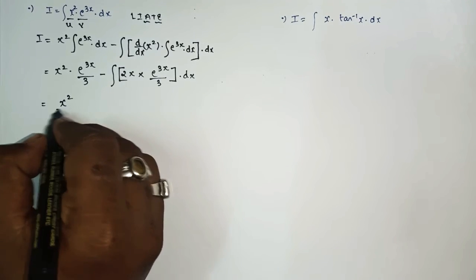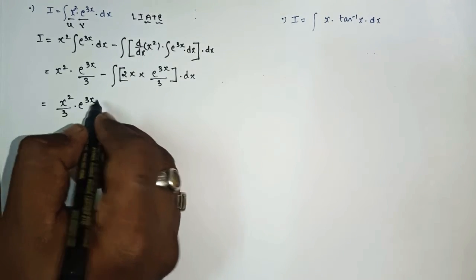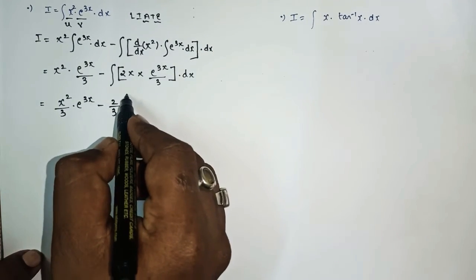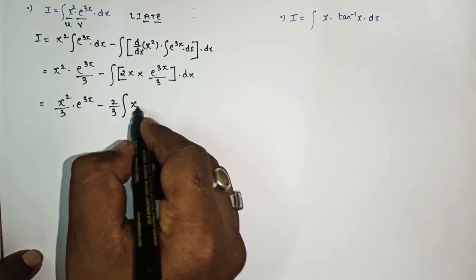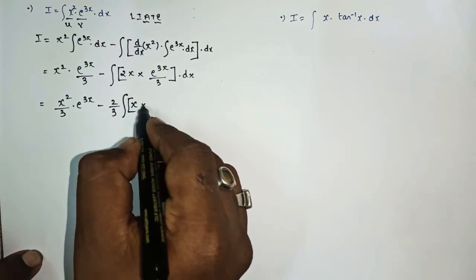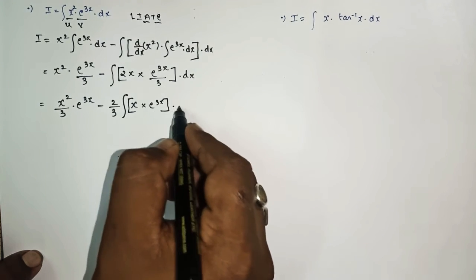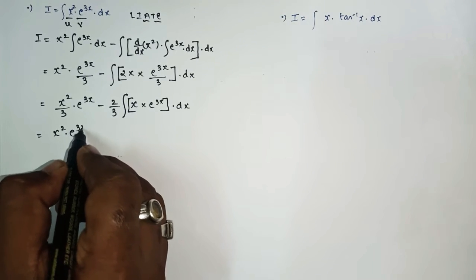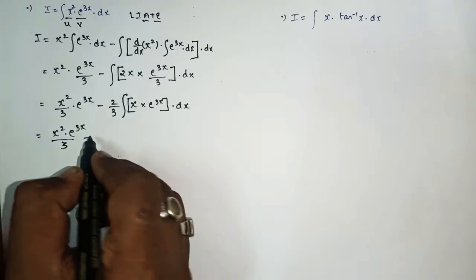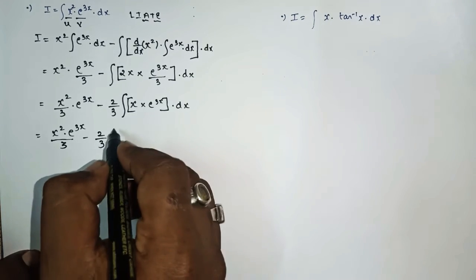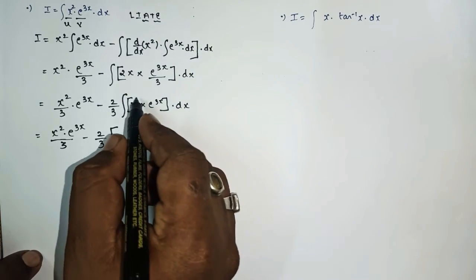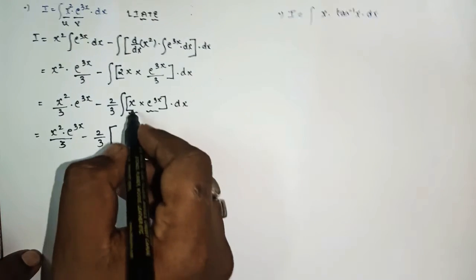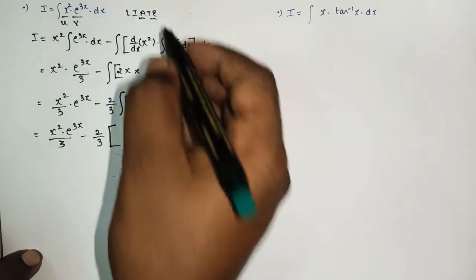The next part, we'll write this as x square upon 3 into e raised to 3x minus, as we can see that 2 upon 3 is a number, we can bring this number outside the integral. Inside we are left with x into e raised to 3x into dx. So x square into e raised to 3x upon 3 minus 2 by 3. Clearly, inside the integral for the second part, we have two terms. The first one is algebraical and the second one is exponential.